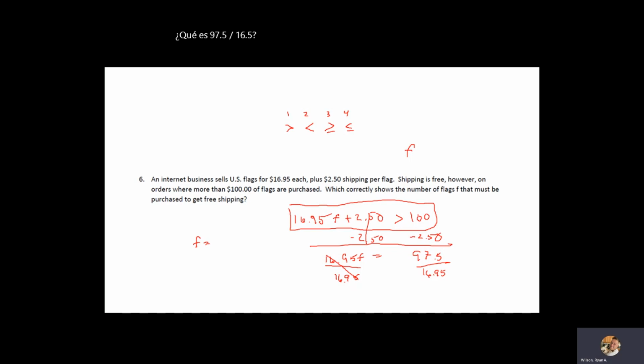Close enough. Good for me, Mr. Schultz. So we'd have to round up to 6. We'd have to have 6 flags to not get charged the $2.50 shipping. Very good. Very good, Mr. Schultz.